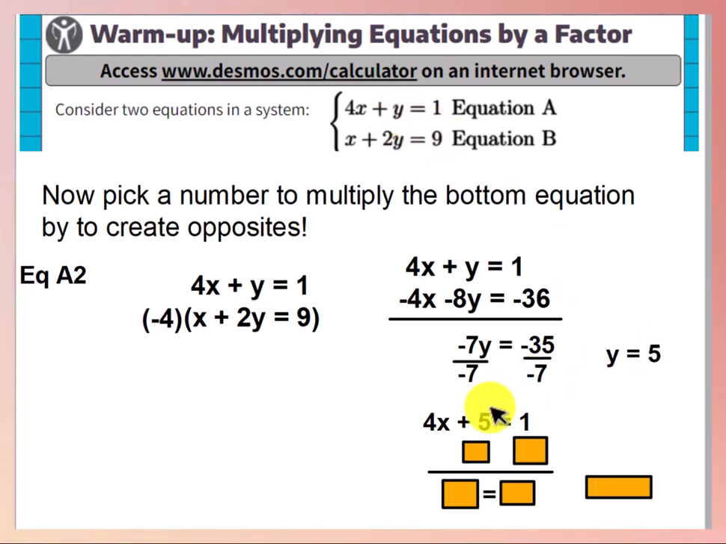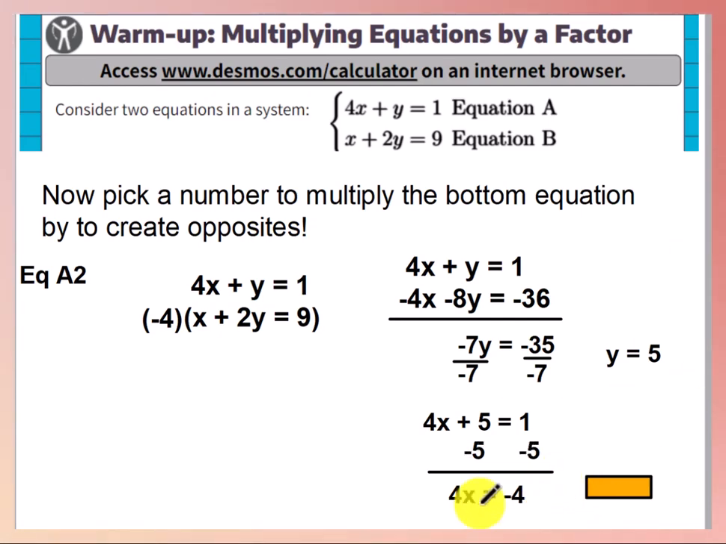Okay, I'm going to place 5 here for y. 4x plus 5 equals 1. And then I'm going to solve for x. I'll start by subtracting 5 from both sides. 5 minus 5 is 0. Bring down the 4x. Bring down the equal. 1, take away 5. We have the 4x left on the left. And 1 take away 5 is negative 4.